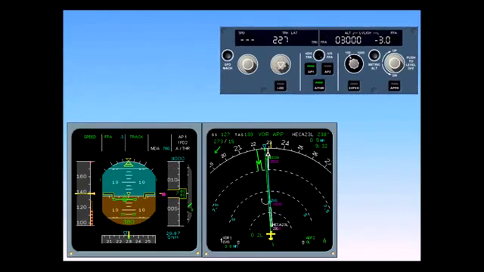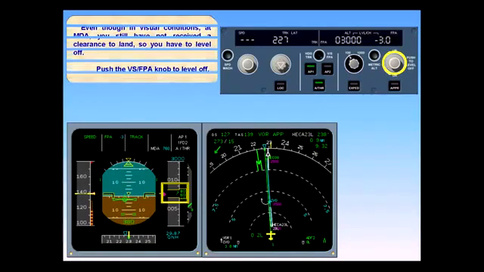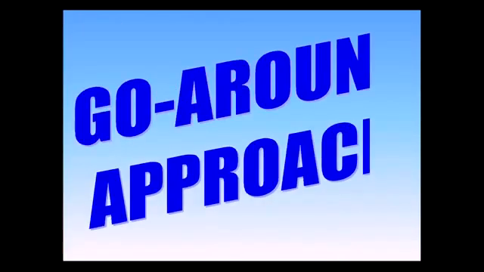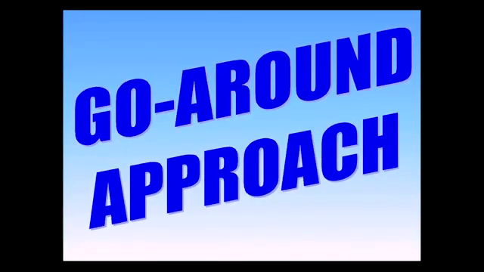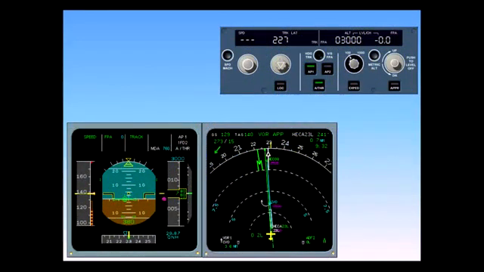Even though in visual conditions at MDA, you still have not received a clearance to land, so you have to level off. Push the vertical speed flight path angle knob to level off. The FMA indicates FPA 0.0 degrees, showing that the aircraft is level.